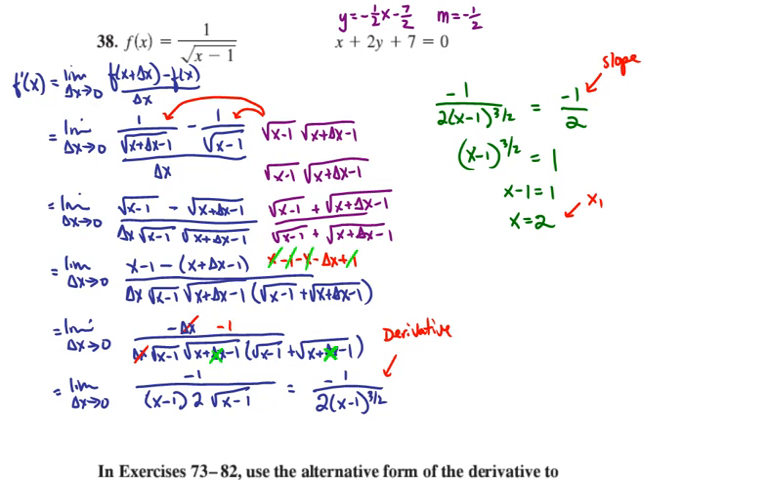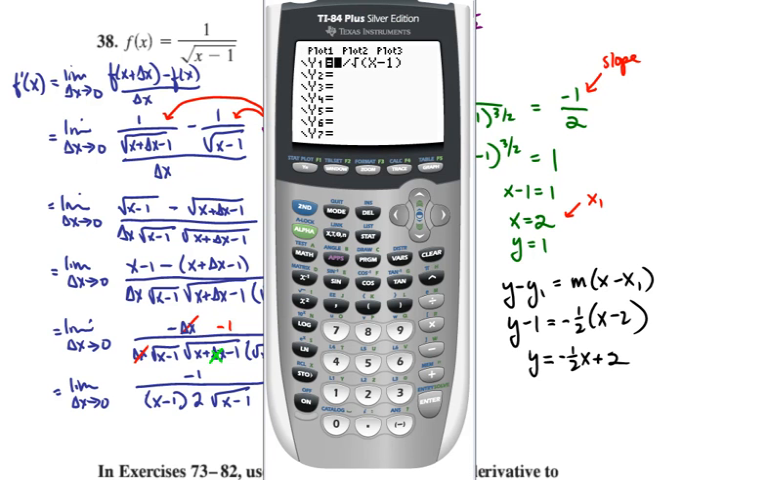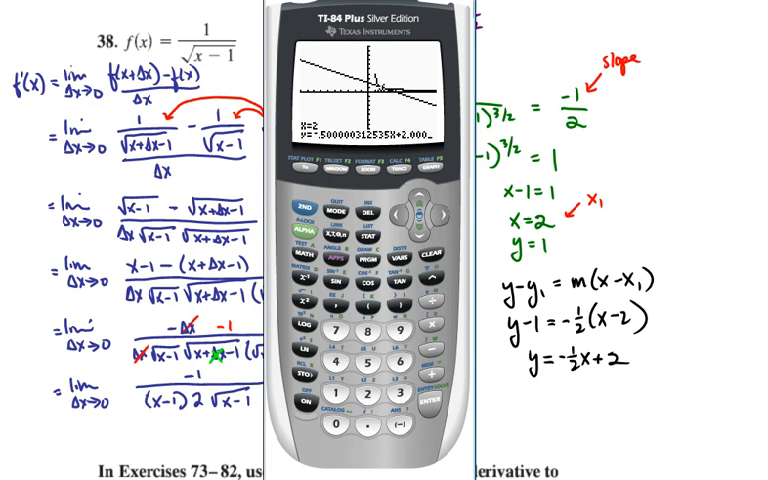1 over square root of 2 minus 1, just 1 over square root of 1, or y is equal to 1. So y minus y1 equals m times x minus x1. Plugging in our values, we get y minus 1 is equal to negative 1/2 times the quantity x minus 2, or y equals negative 1/2 x plus 2. On the graphing calculator, we enter our function, we graph it, we use second draw tangent at x equals 2, and that's our equation.